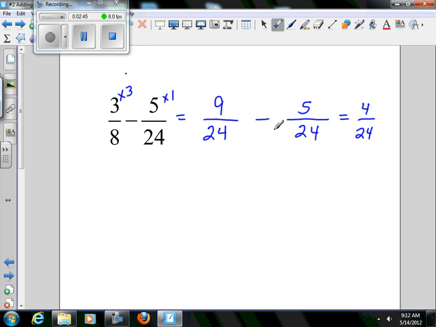And we want to reduce by dividing the numerator and denominator by the biggest common factor that they have. So what's the biggest number that will divide into both 4 and 24? That would be 4. And 4 divided by 4 is 1. 24 divided by 4 is 6. So we have 1/6.